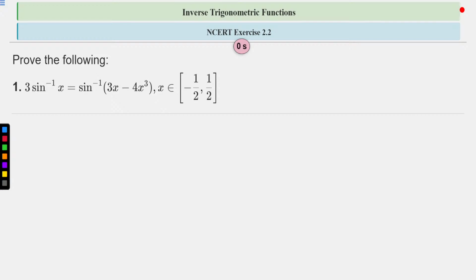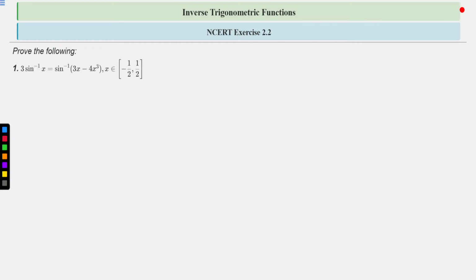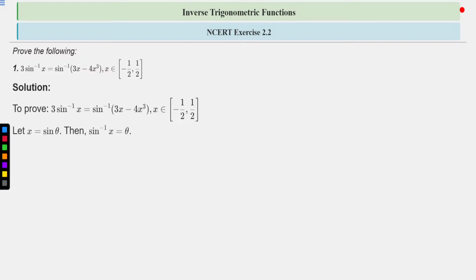So let us start with the solution part, right? The question is we have to prove 3 sine inverse x is equal to sine inverse of 3x minus 4x cube when x belongs to minus 1 by 2 to 1 by 2, clear? As we have discussed, let us take x is equal to sine theta, right? Then sine inverse x will be equal to theta.